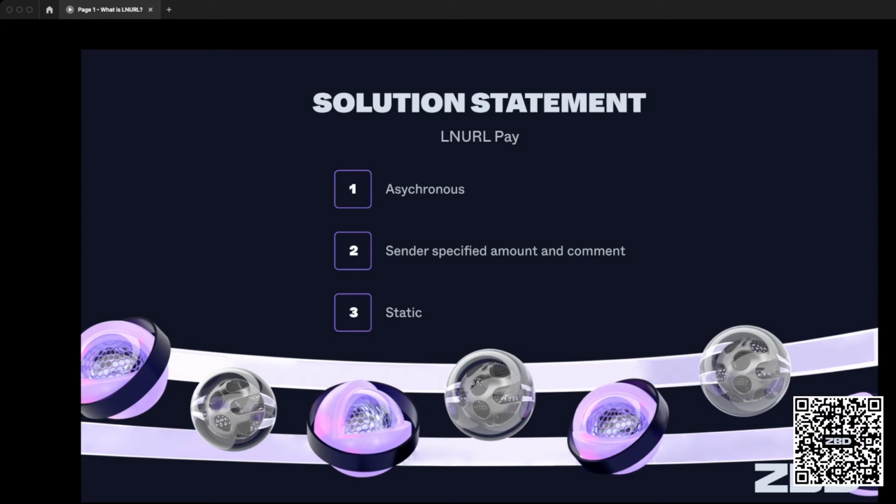So we talked about the problems of Bolt 11 invoices. So this is the solution statement. It's lnurl-pay. Payments can be asynchronous with lnurl-pay. The sender can specify an amount and a custom comment to send to you, and it's one QR code that is static. Another issue that wasn't covered in the previous slide is that invoices are only payable once. So even if someone wanted to pay you twice the same invoice, it's actually not possible. Upon payment or expiration, you cannot pay it twice.